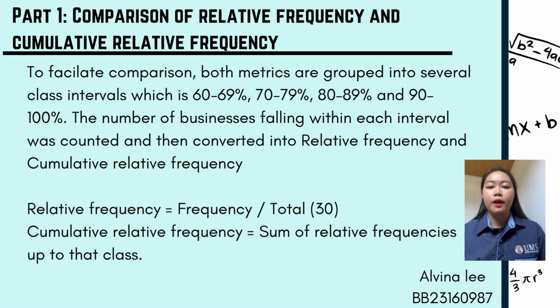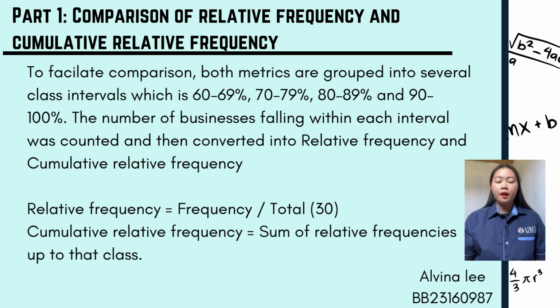I grouped the percentage values into the following class intervals: 60 to 69%, 70 to 79%, 80 to 89%, and 90 to 100%. Next, I counted how many businesses fall into each interval for both satisfaction and retention rates. Then, I calculated the relative frequency by dividing the frequency by the total number of businesses, which is 30. Then, for the cumulative relative frequency, I summed up the relative frequency up to that class progressively.